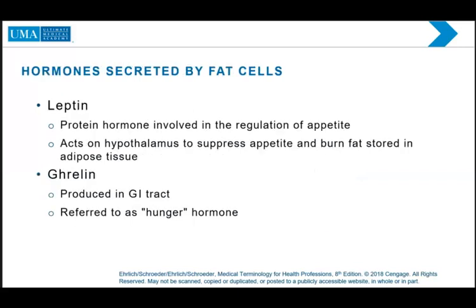Hormones secreted by the fat cells are leptin and ghrelin. Leptin is a protein hormone involved in the regulation of appetite. It acts on the hypothalamus to suppress appetite and burn fat stored in your adipose tissue. Ghrelin is produced in the GI tract and is referred to as the hunger hormone.